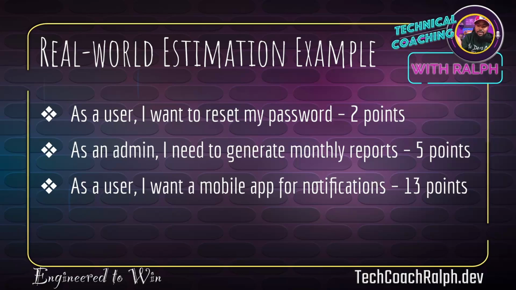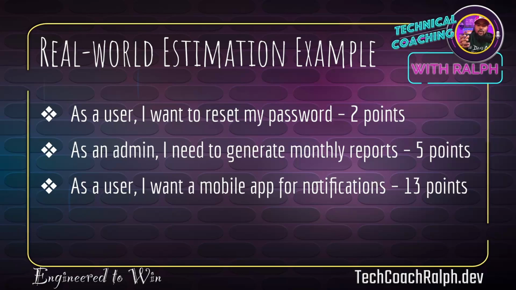But could be a 3. It just depends, right? Could be an 8. So now it says, as a user, I want a mobile app for notifications. This is getting more complex. If it's building the whole app, well, it's going to be a whole project. But let's say just the notification part of the app.